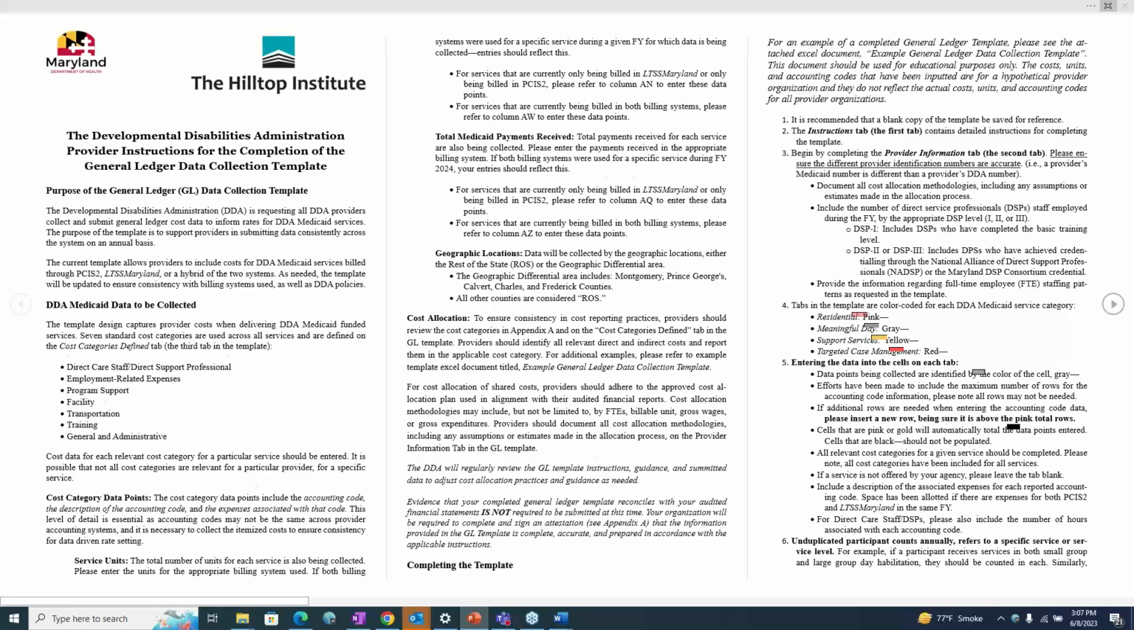We're also looking at the total number of service units. And so we're down here on the instructions. We're looking at the total number of service units for a specific service, and that's for each billing system. And then the total Medicaid payments received for each service, and again, for each billing system. And we're also collecting data by the different geographic areas, meaning either the rest of state or the geographic differential area, which includes Montgomery, PG, Calvert, Charles, and Frederick counties.